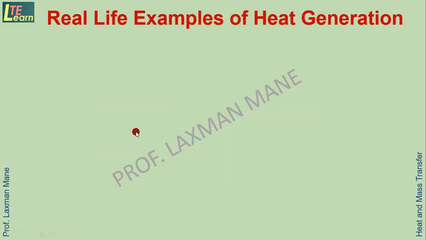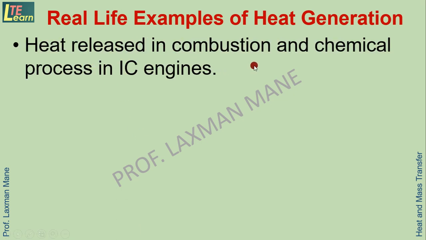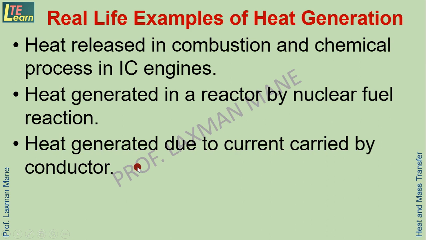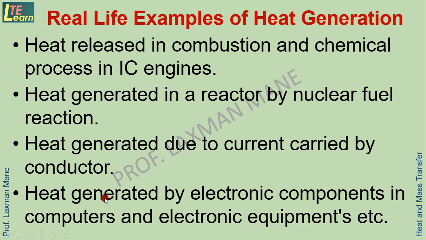Real life examples of heat generation are: heat is released in combustion and chemical processes in internal combustion engines. Heat is generated in a reactor by nuclear fuel reaction. Heat is generated due to current carried by a conductor. Heat is generated by electronic components in computers and electronic equipment. So these are some real life examples where internal heat generation is present.